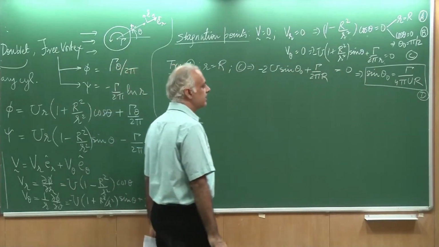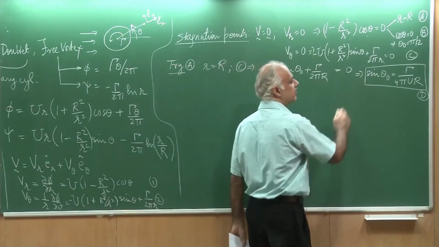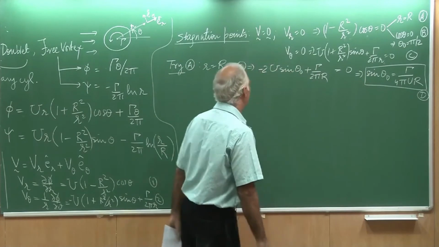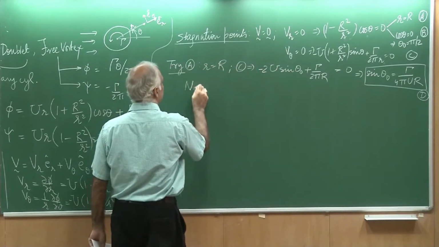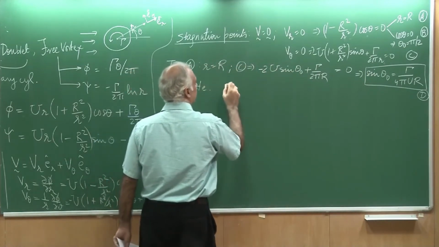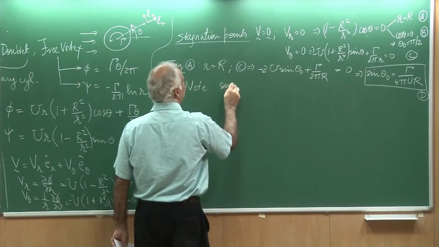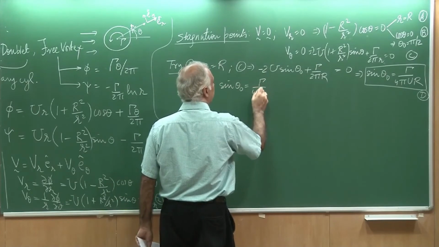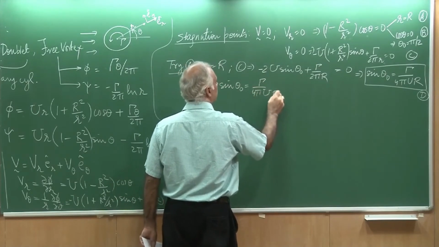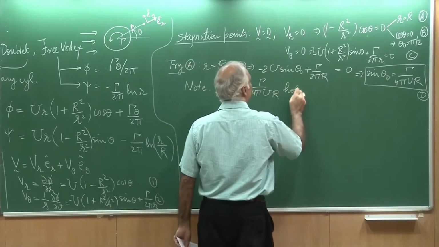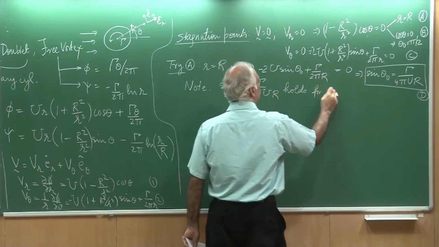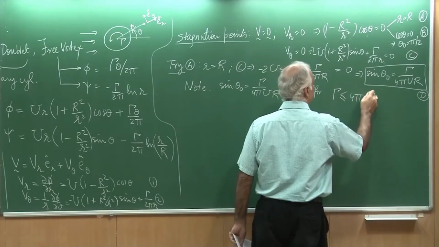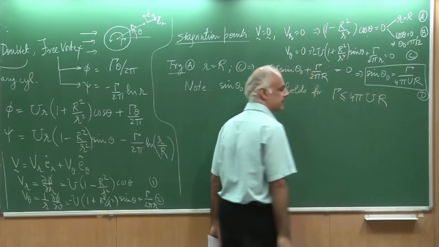Sine theta naught has to be less than or equal to 1, at least the modulus of it. So, note that sine theta naught equal to gamma by 4 pi u r holds for gamma less than or equal to 4 pi u r.